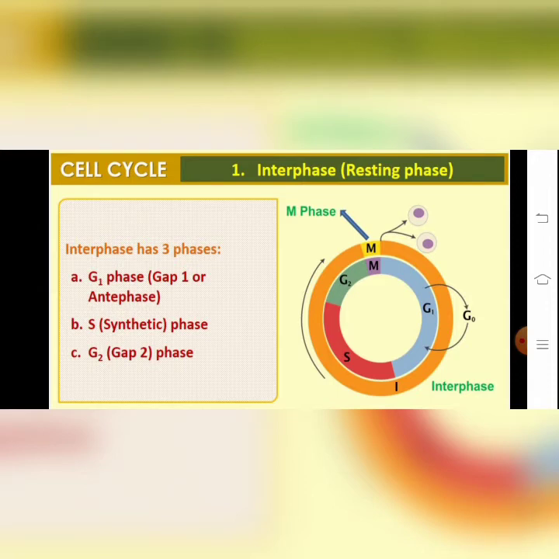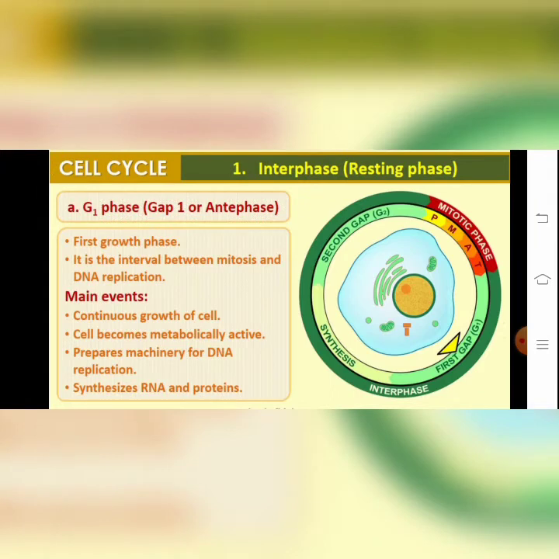Now, as I mentioned, interphase has three phases: G1 phase, S phase, and G2 phase. Let us discuss G1 phase first. Of course, it is the first growth phase, that is why it is known as G1. It is the interval between mitosis and DNA replication. Mitosis is nothing but the M phase. So in between mitosis and DNA replication, that is the S phase, there is a phase called G1 phase.